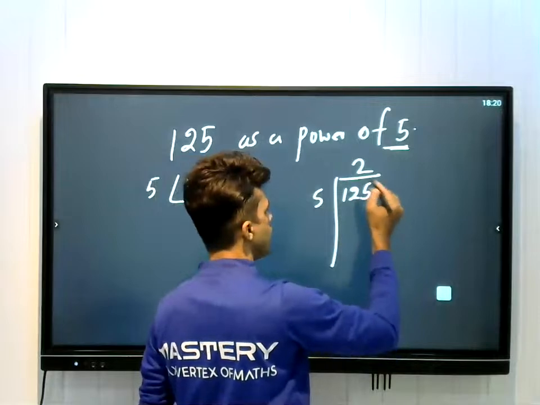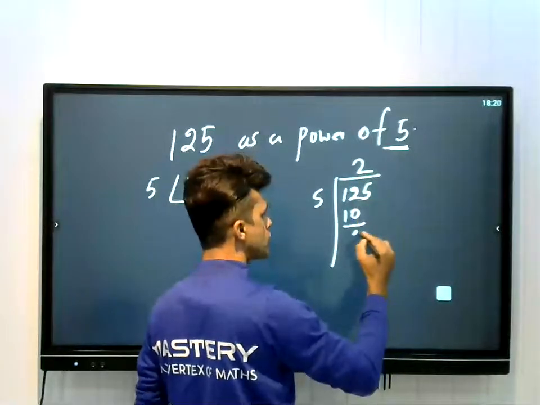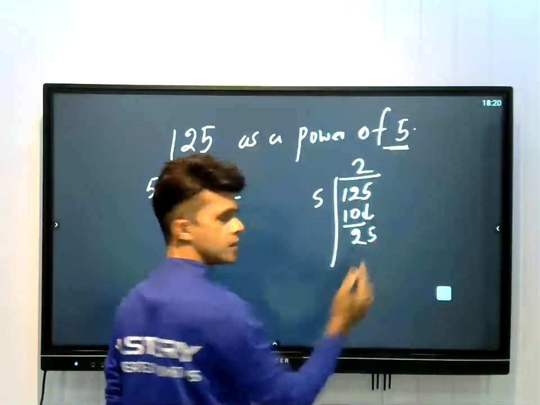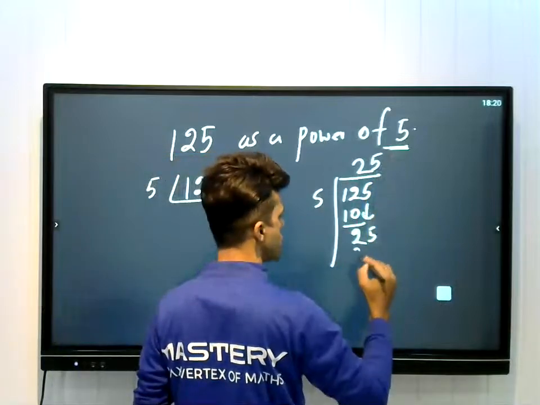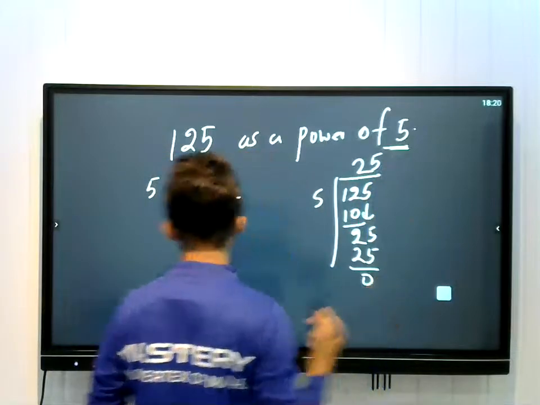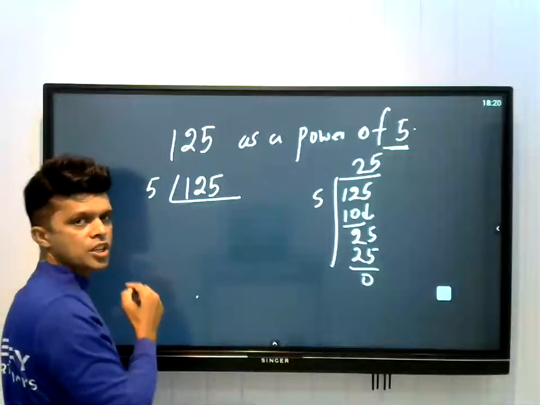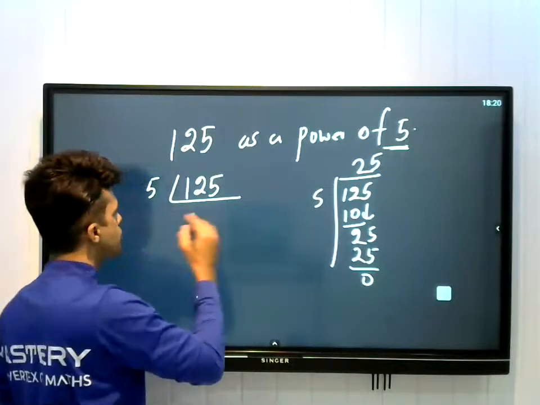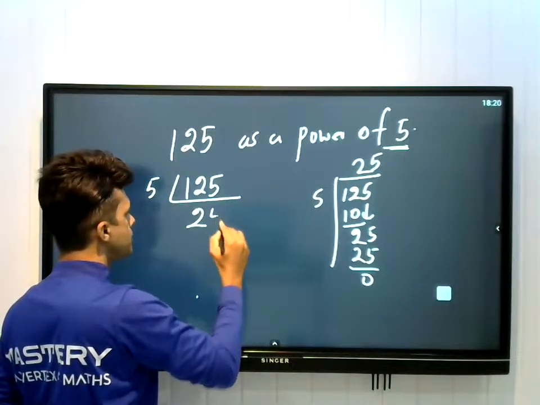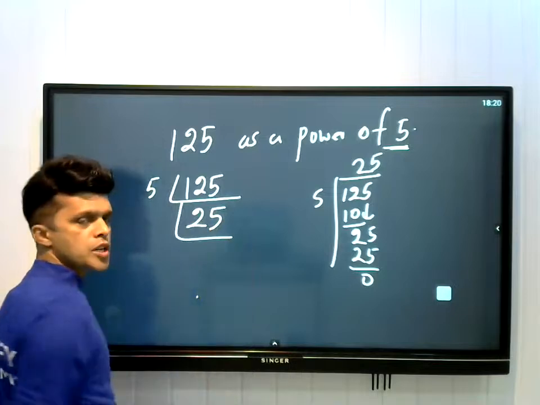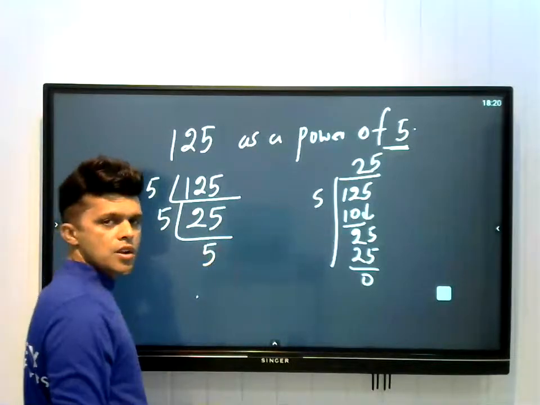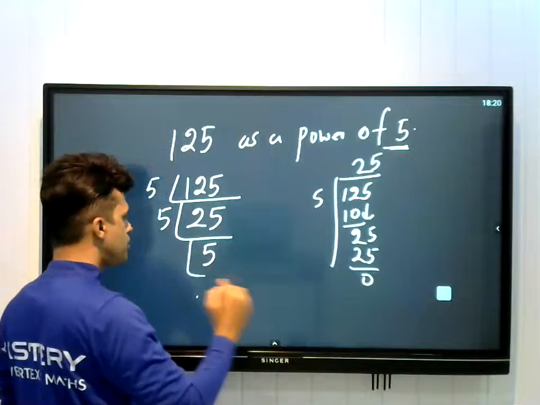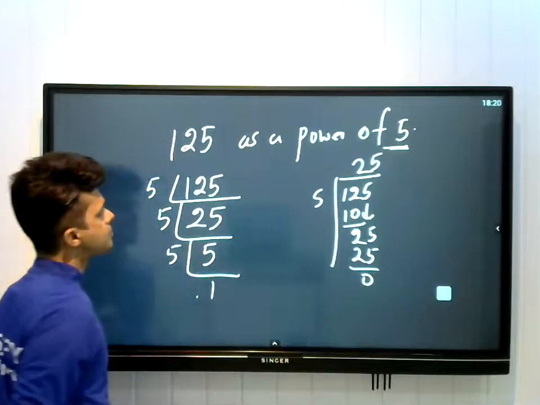5 times 10, 2 minus 0 is 2. Then here 25. 25 divided by 5 is 5. 5 times 5 is 25. So 125 over 5 is 25. This can be divided again. 25 upon 5 is 5. 5 is a multiple of 5. So 5 upon 5 is 1.